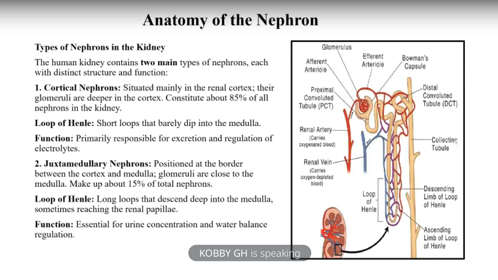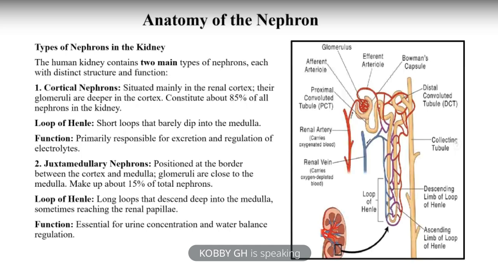For cortical nephrons, their renal corpuscles are located mainly in the outer part of the renal cortex. So that is one thing about the cortical nephrons. They are situated mainly in the renal cortex and their glomeruli are located deeper in the renal cortex.